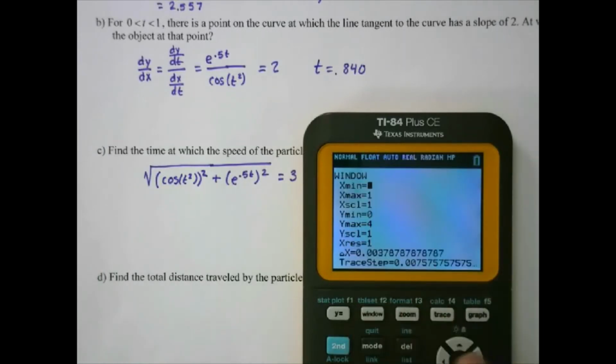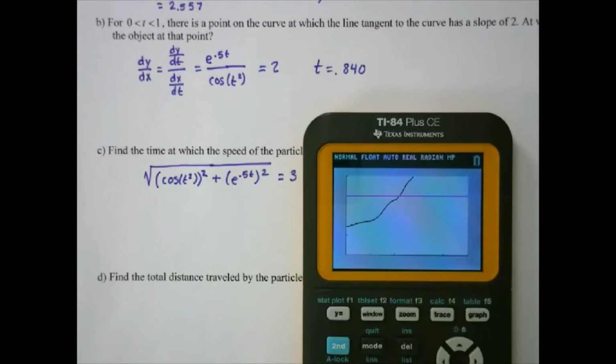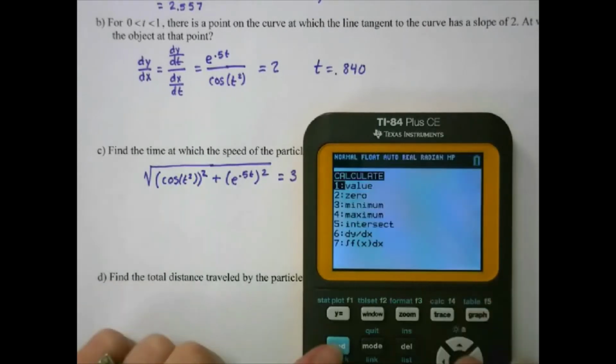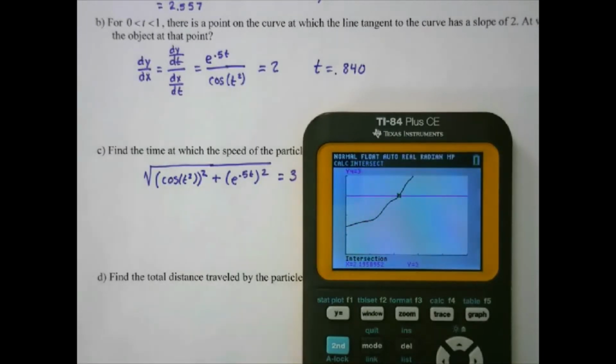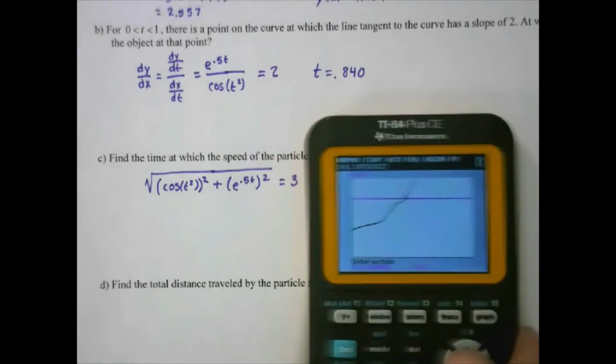For my window, my y's are fine, but I'm going to go ahead and extend out my x's. Okay, and our graph looks like this. So here's our location. So again, we're going to calculate the intersection. And we get 2.196.